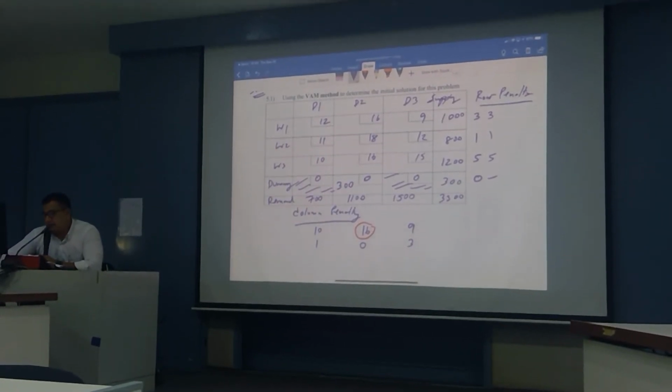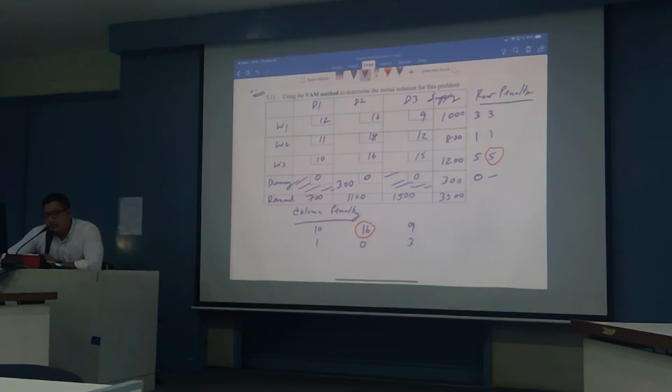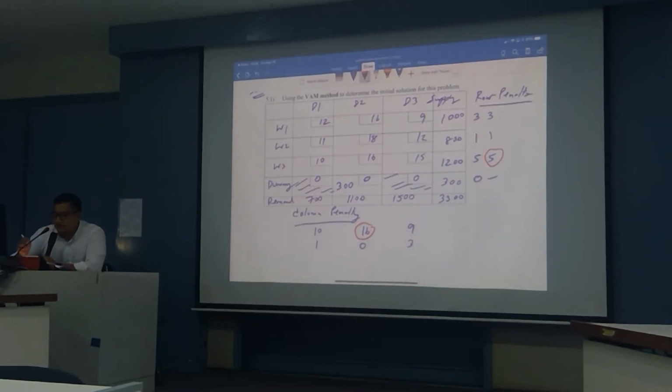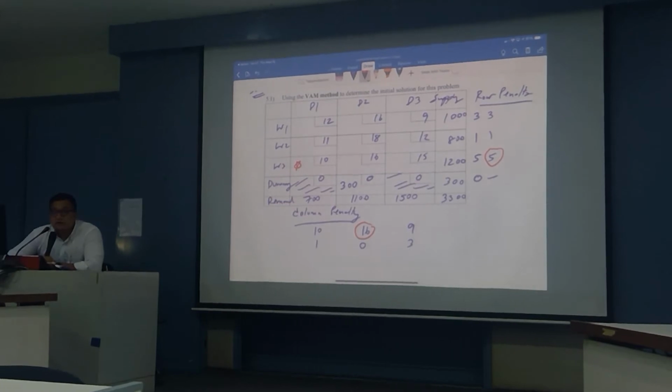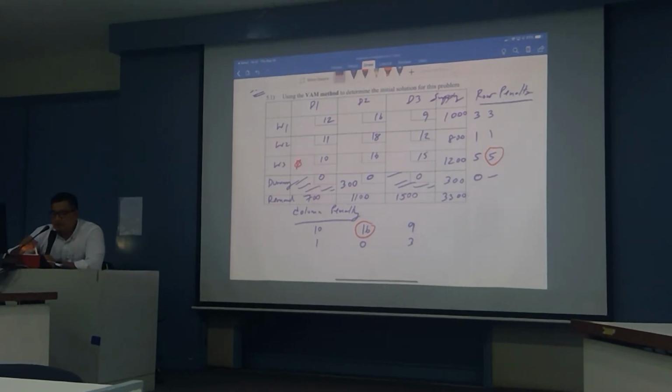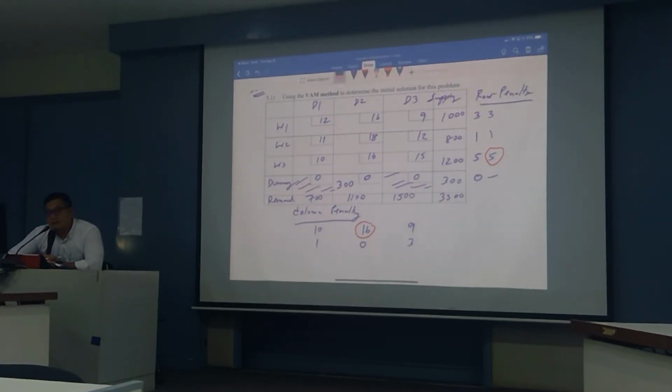So based on the second round of the penalty calculation, you can see that the highest penalty value is 5. So right now we consider just the third row. For the third row, we're going to choose the cell that has the lowest cost. In this case it is 10, this cell. Then we select the cell and deliver the products. We compare the supply 1,200 and the demand 700. The lower value is 700, so you deliver 700 to this cell.